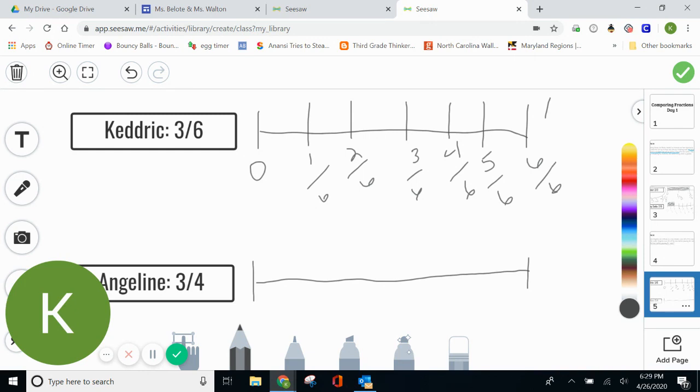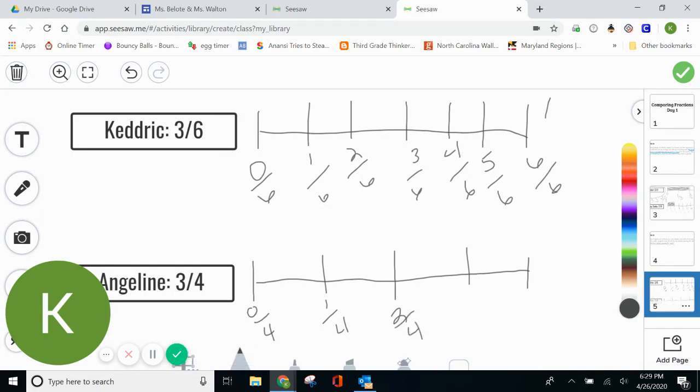Now I'm going to show fourths. I create fourths by partitioning my number line in half, then partitioning each half into halves, and now I'm left with fourths. So again, this would be 0/4, and I can even label like this. 1/4, 2/4, 3/4, 4/4, or 1 whole.